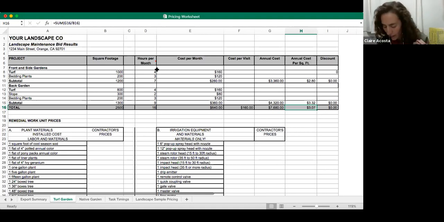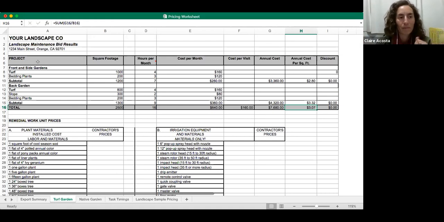Just so you know, there's a tab below that says turf garden and native garden, and because they look really similar, make sure you pay attention to which one I'm on. If you're confused, just check there. I'll be toggling between the two. To orient, this is a project estimating the hours and cost for maintaining a site.